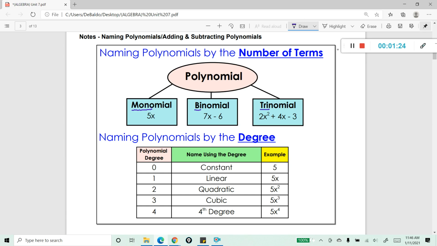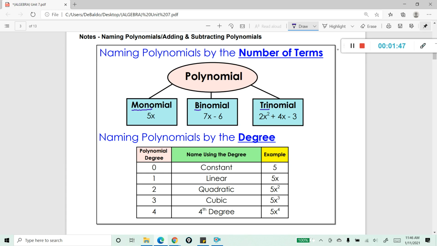So if someone were to ask you, what is the polynomial's name by the number of terms? If you had something with one term, it would be a monomial. And if you had something with two terms, binomial, three terms, trinomial. Then we're going to put that together with naming a polynomial by degree, because once we know both of these, we're going to kind of smush them together.